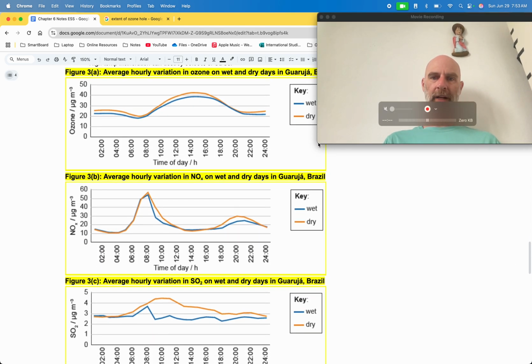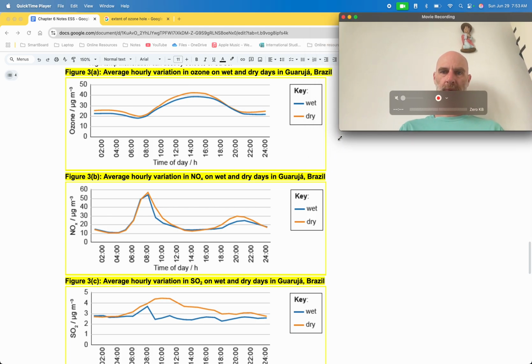Some stuff to look at right here. Let me see if I can create as much room as I can for these.